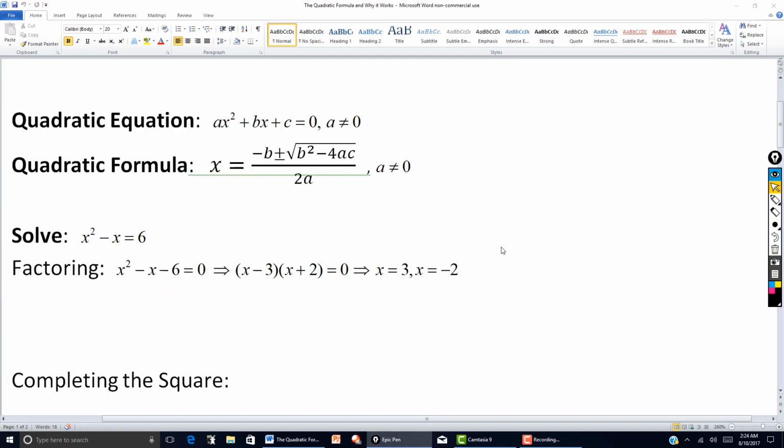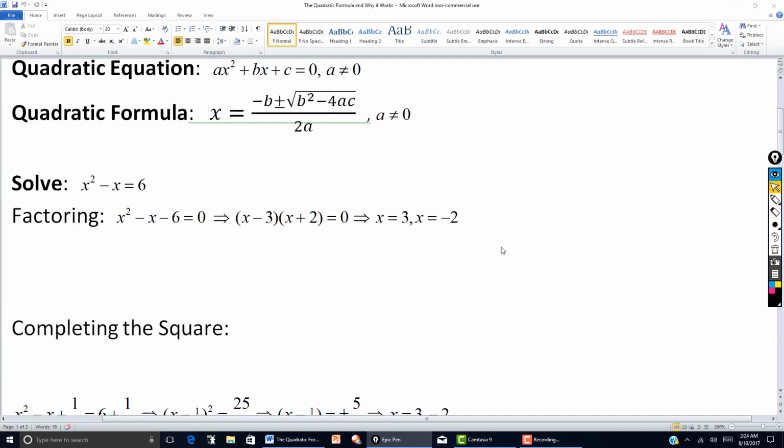So, solving this by completing the square, again what we want to wind up with is a square on the left side and a constant on the right side. So if you have something like x squared is equal to 25, it's very easy to solve. You just take the square root of both sides, plus and minus, and you get x can be plus or minus 5.